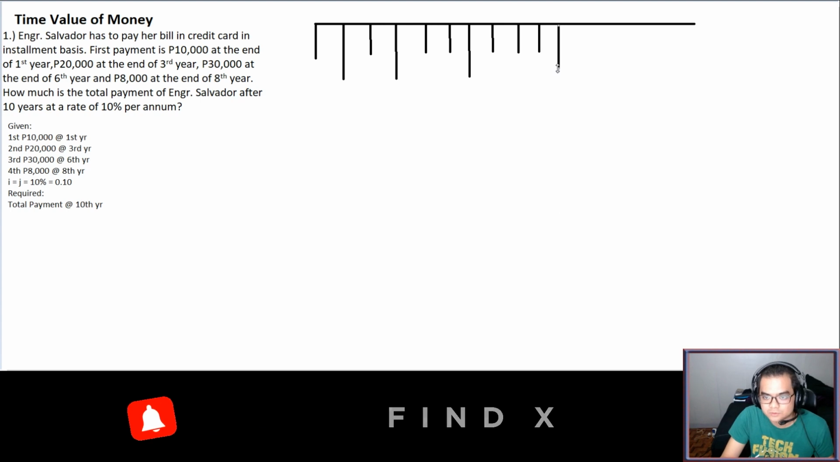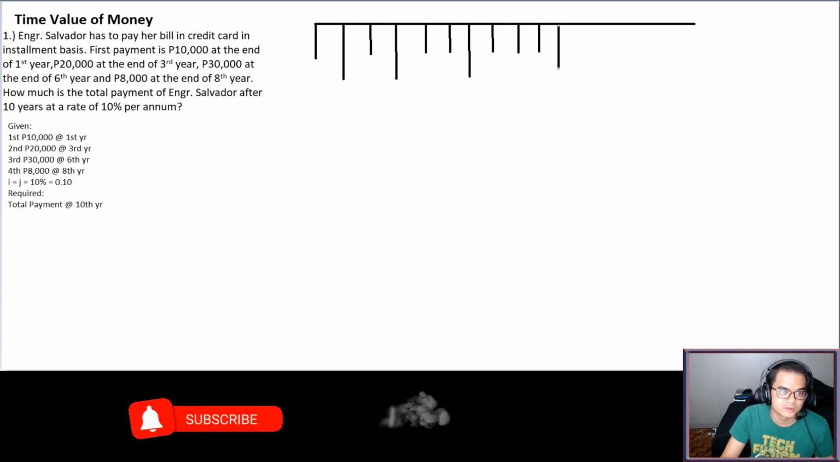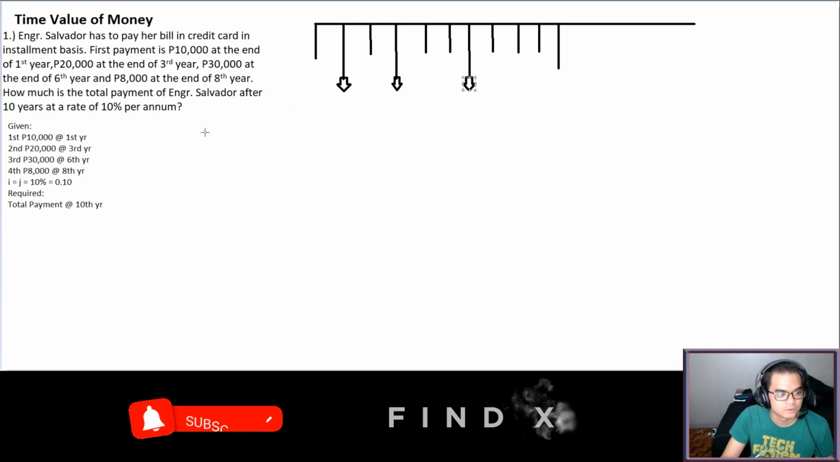Okay. And then we can have that. Then let's just put some arrows. So those are all arrows. How many payments do we have? We have four, right? Did I miss the 8 years? So this is the 10th, 9, so this is year 8. Okay, so let's make it longer.